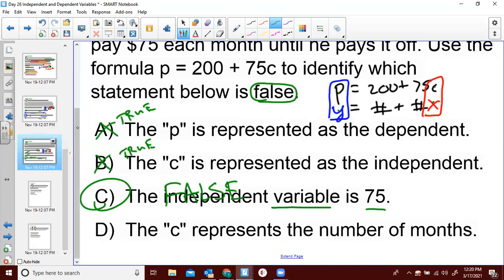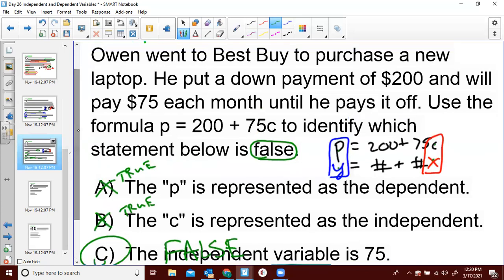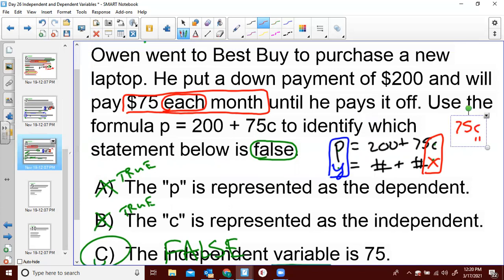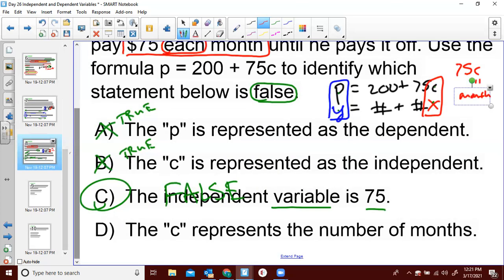Well, for that, you're going to have to go back and read the question again. So he says he's going to pay $75 each month. Well, look, we have this each here, so we know that we'll be multiplying. We're multiplying 75 and each month. So we have 75C, and C equals month. So we know that this is also true, and D is not going to be a good answer. So C is correct.